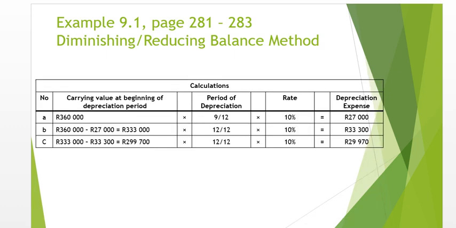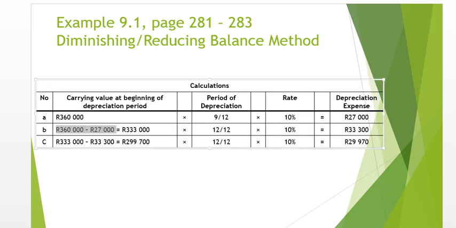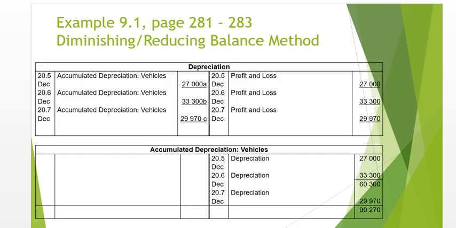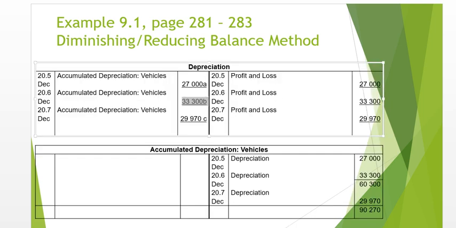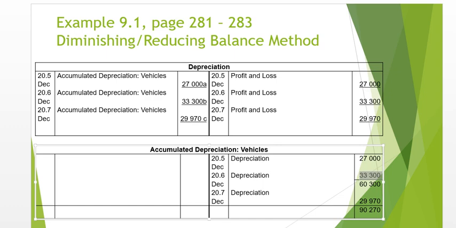Okay, so we're going to say here 360,000 Rand minus 27,000 Rand to get to a carrying value of 353,000 Rand. We had it for 12 out of 12 months, and then that value will depreciate at a rate of 10% to get to a depreciation value of 53,300. So we will debit that 53,300 on the 31st of December 2006, and that needs to go to our accumulated depreciation on vehicles account, which we will then credit 53,300 on the 31st of December 2006 coming from depreciation.